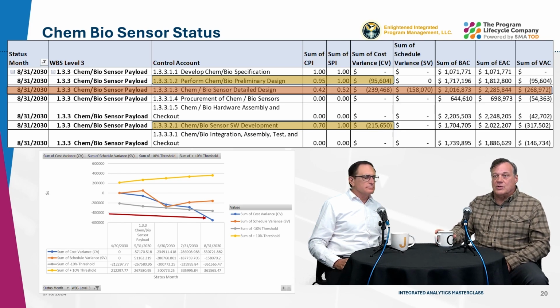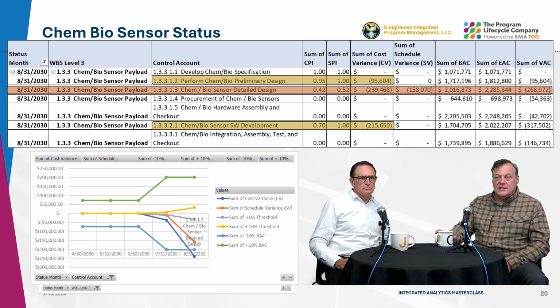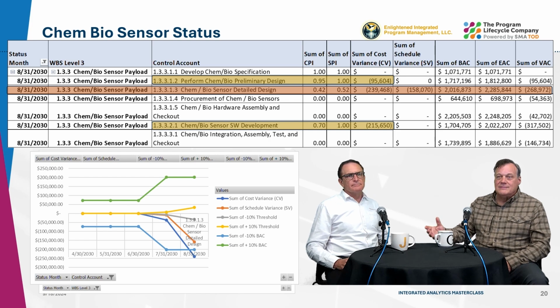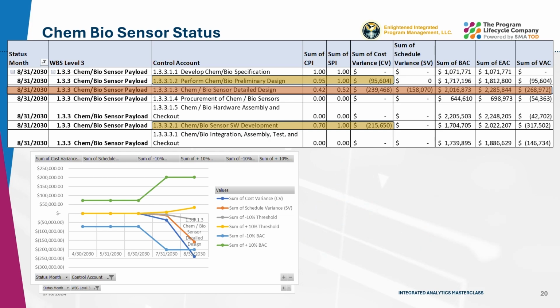One of these control accounts, the Chem bio detail design, also has a significant schedule variance. The performance trend for that one control account shows that both the cost and schedule variances are outside the boundary to the plan threshold, and the cost variance is outside of the at complete threshold even though it has remaining work.